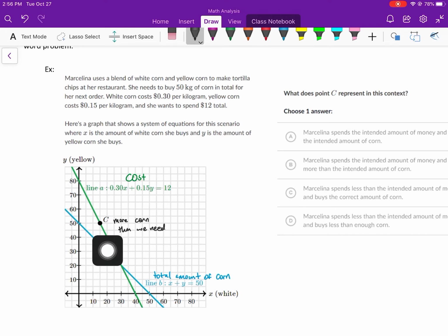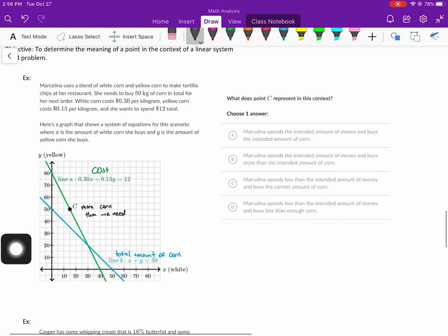Well, how did she pull that off? Because she bought more yellow corn because it's cheaper. So, because we're right on the green line, if we were under the green line, it means we spent less than what we wanted to spend. Since green represents the cost, we spent less if we're underneath it. If we're above the green line, we spent more. So since we're right on the green line, we spent exactly what we wanted to. So she spent the intended amount.